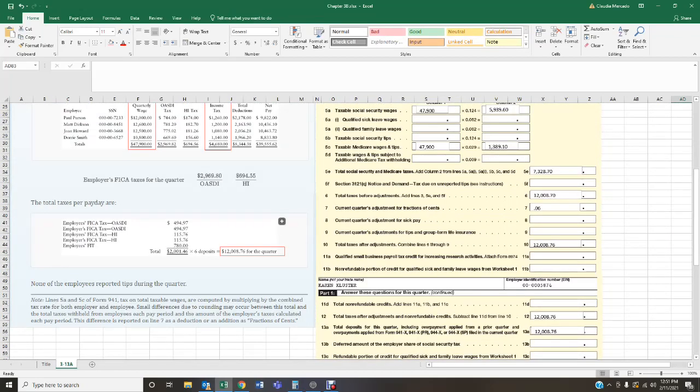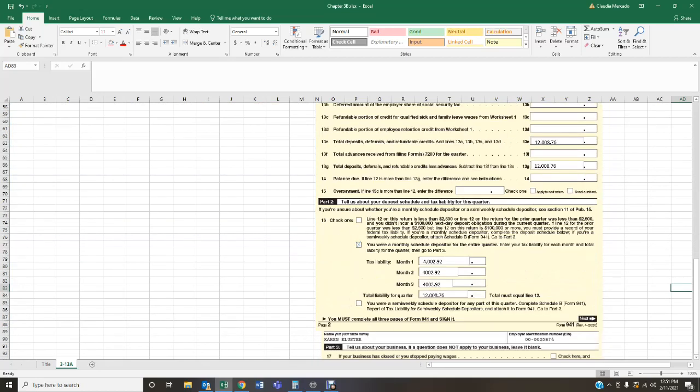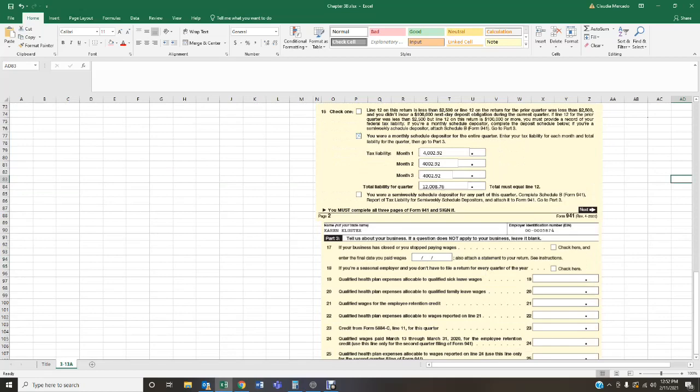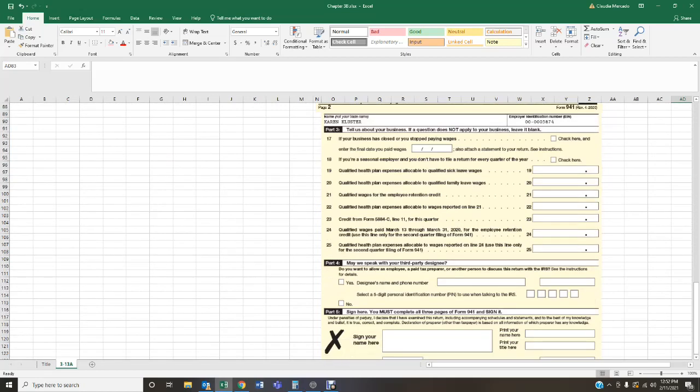So all we did here is break down our liability by month: January, February, and March. That's all we're doing here. For month 1, it'll be 4,292, then month 2, and then month 3. And then the total liability must equal line 12. So you can always go back and check, what do I have in line 12? It should be the same amount that you come up with here. Okay, part 3.